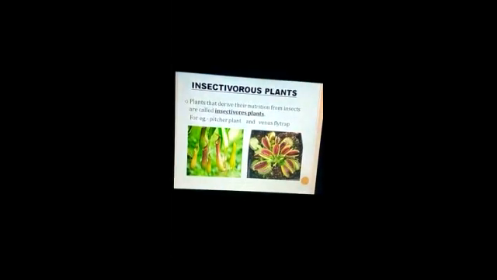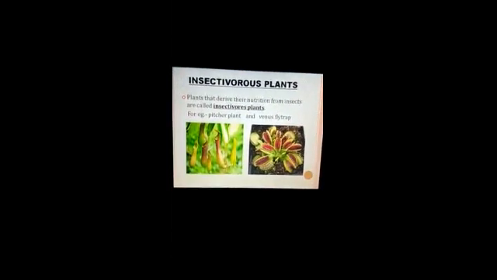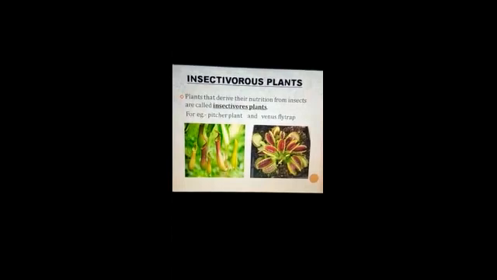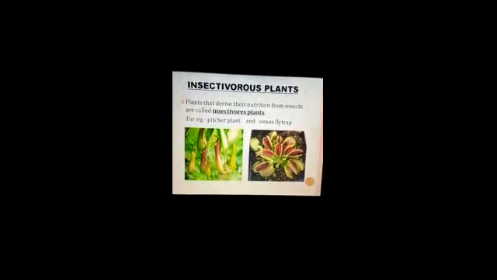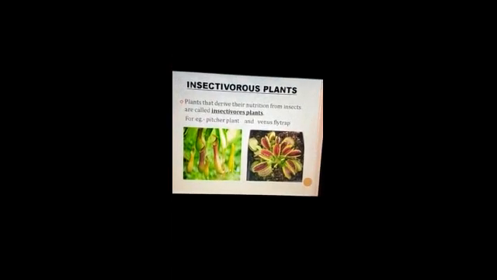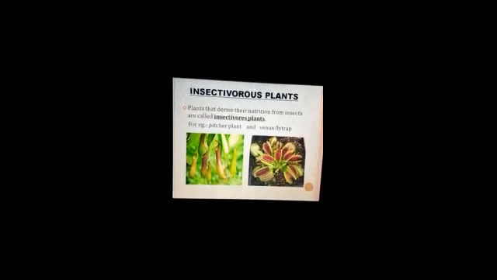Saprophytic plants. Plants that derive their food from dead and decaying organic matter are called saprophytic plants. For example, coral root and Indian pipe. Insectivorous plants. Plants that derive their nutrients from insects are called insectivorous plants. For example, pitcher plant and Venus flytrap.